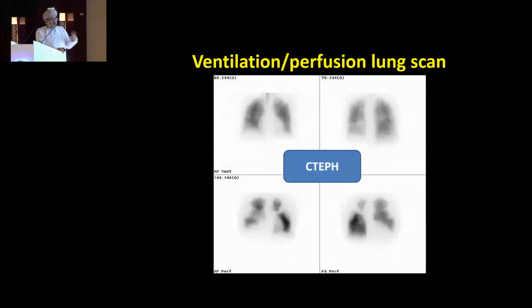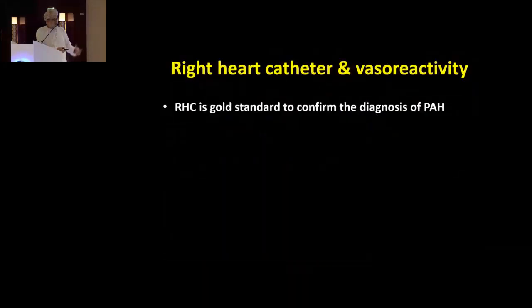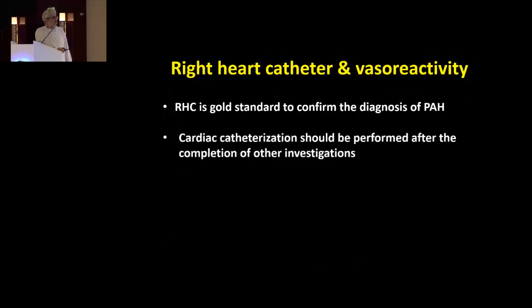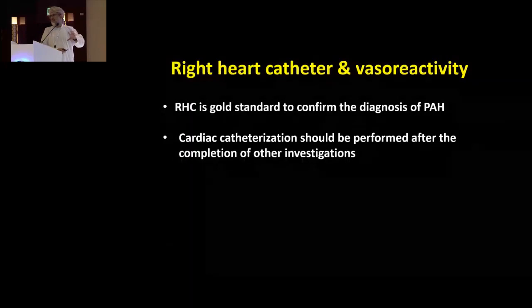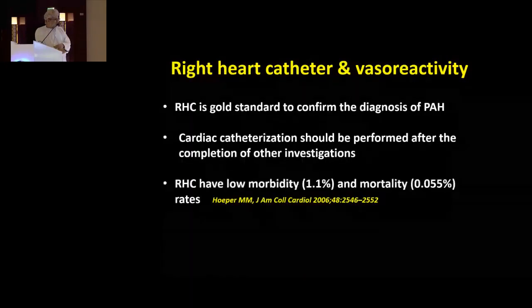So once you do that, then you go ahead and do right heart cath. It's important to rule out lung diseases and cardiac diseases before you go for right heart cath. Try to minimize the number of patients going for right heart cath. So right heart cath confirms pulmonary hypertension. So what is right heart cath? It is the gold standard to confirm a diagnosis of pulmonary hypertension, and should be performed after completion of other investigations, as I said, to reduce the number of patients required to do it.